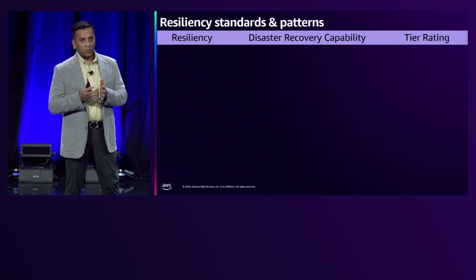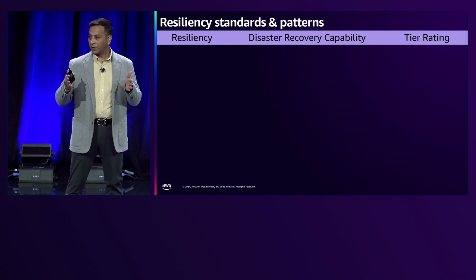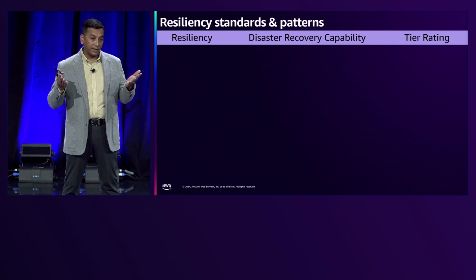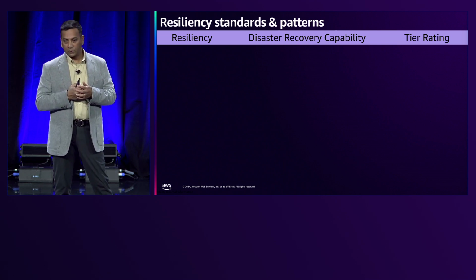Double-clicking on RTO is your window between the time of impact to the time of recovery, right? How quickly can you recover from an impact? And that's a primary goal if you're running a mission critical. The shorter the window, the better for your mission critical workloads.